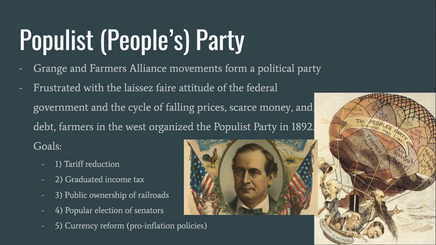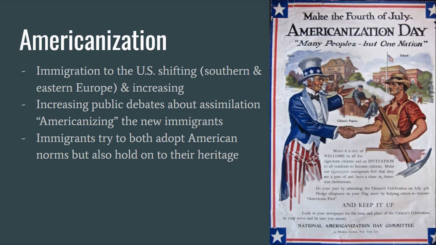Some of the goals of this influential third party were tariff reduction, a graduated income tax on the wealthy, public ownership of railroads, which is a radical proposal, popular election of senators, and currency reform, as mentioned earlier in the gold standard slide.